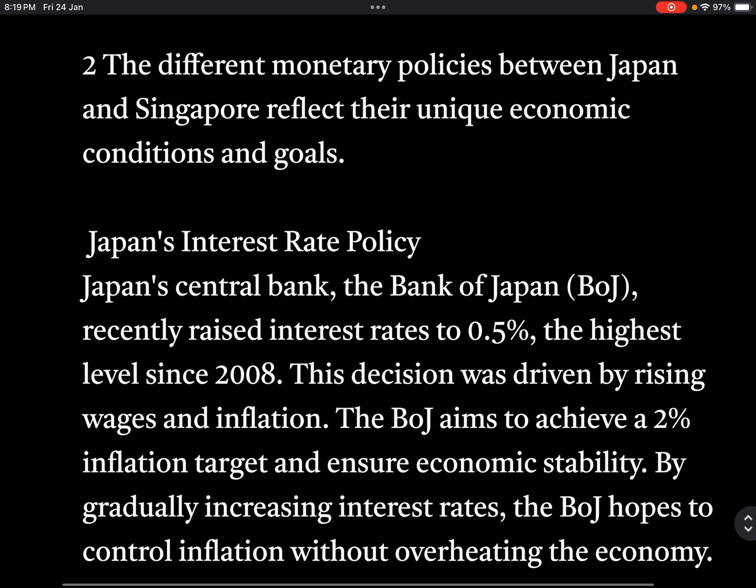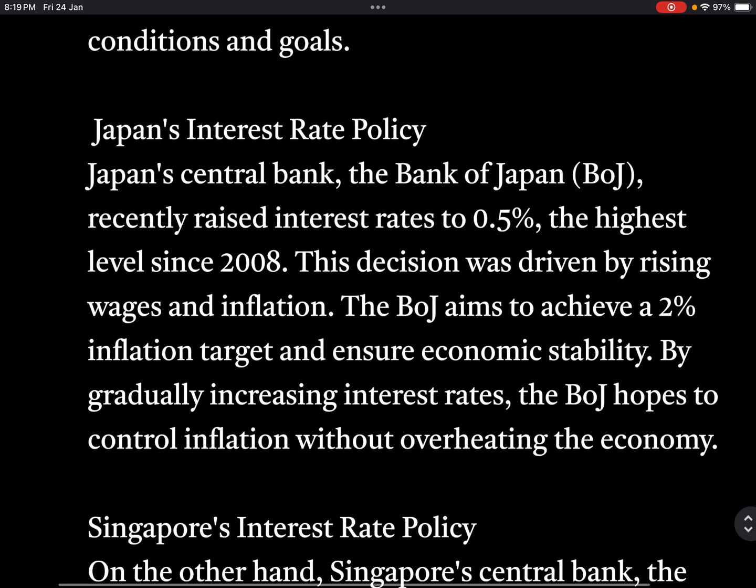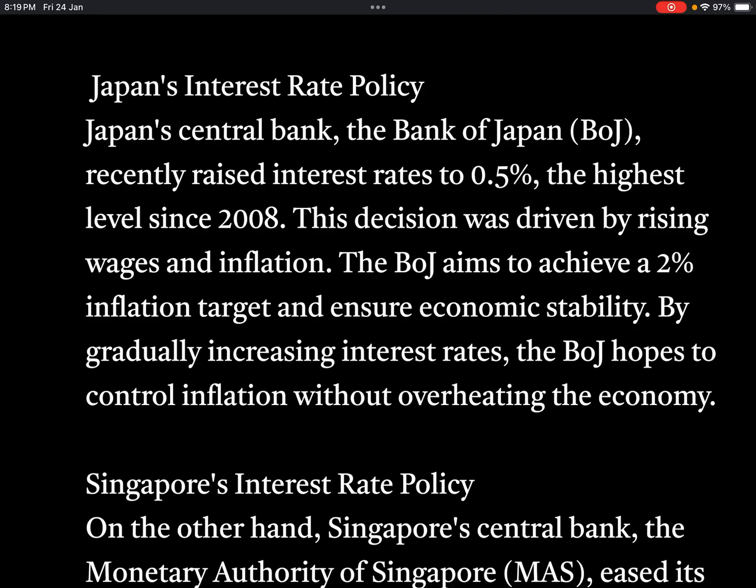Now coming to economy news. Number 2, in the same continent, Japan and Singapore are following different economic policies. Japan raised their interest rate. When a country raises its interest rate, it means it wants to suck the excess money out of the economy and thus control inflation. Japan's central bank, the Bank of Japan, recently raised the interest rate to 0.5%, the highest level since 2008. This decision was driven by rising wages and inflation.